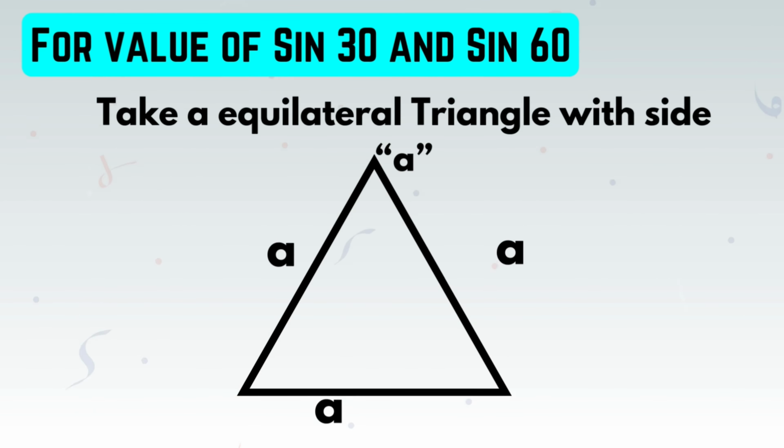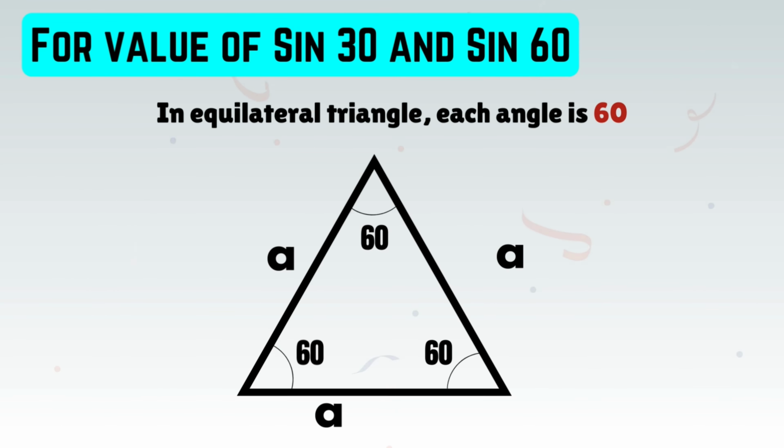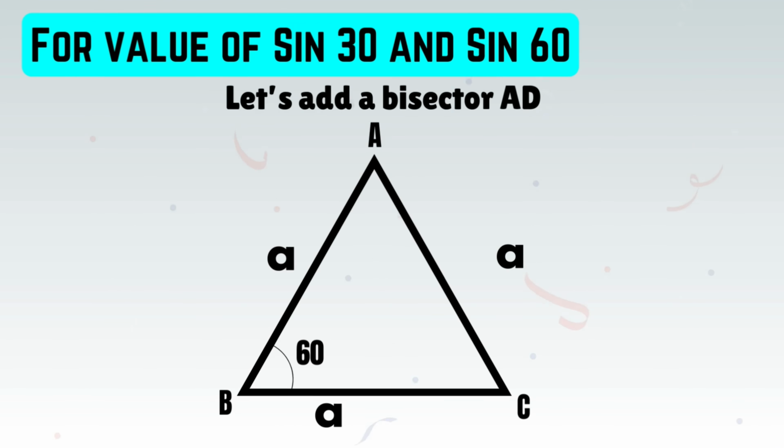Take an equilateral triangle with side A. In an equilateral triangle, each angle is 60. Now add a bisector, which we are going to call AD. The bisector will divide the triangle into two new symmetrical triangles. Take any one of them.